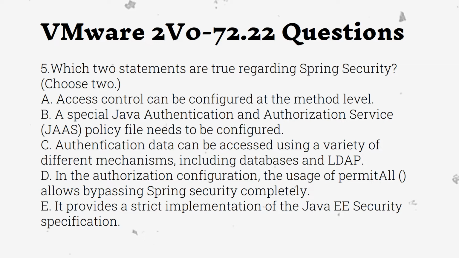C. Authentication data can be accessed using a variety of different mechanisms, including databases and LDAP. D. In the authorization configuration, the usage of permitAll allows bypassing Spring Security completely. E. It provides a strict implementation of the Java EE security specification.